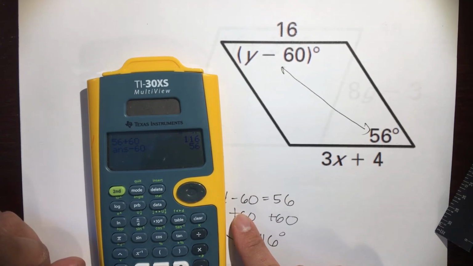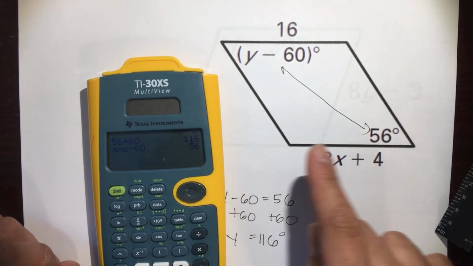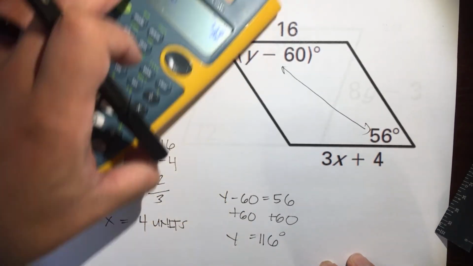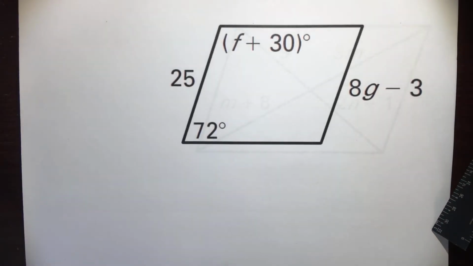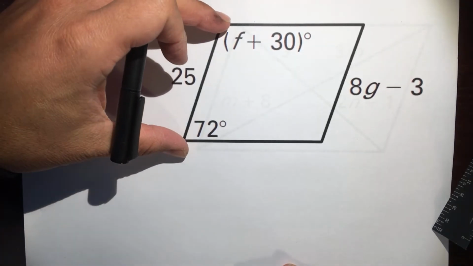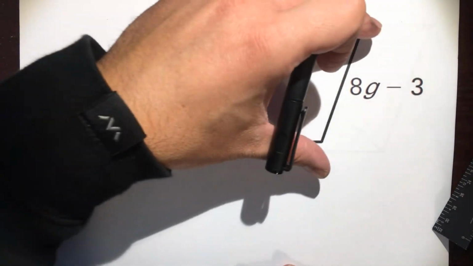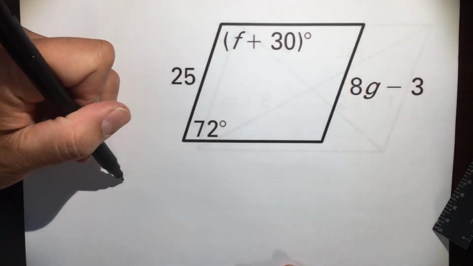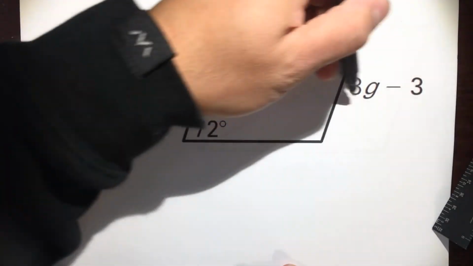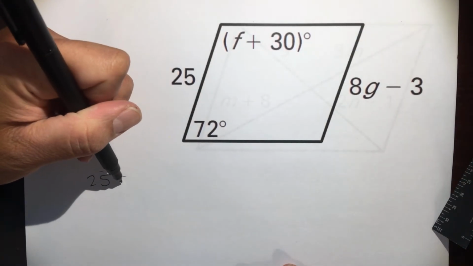And it's equal to that angle right there, 56 degrees. All right, the next example. This 25 is talking about the length of this side, and we know opposite sides are congruent, so we can just write 25. We know this side has to be 25, so let's figure out what g is.